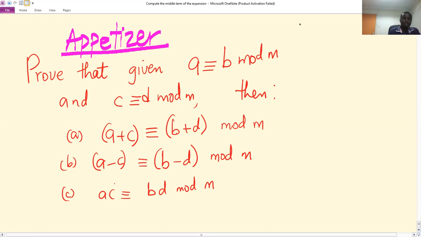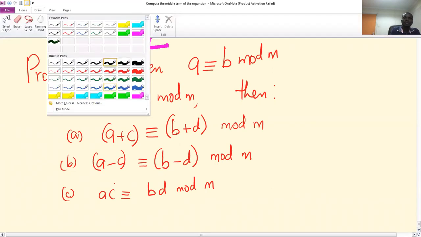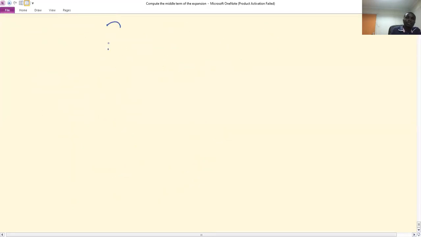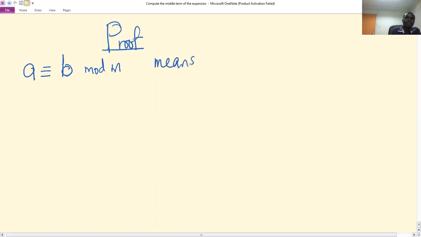So these proofs can be done if you understand the definition of congruence modulo. So proof. By definition, A is congruent to B modulo M means M divides A minus B. This is from definition.